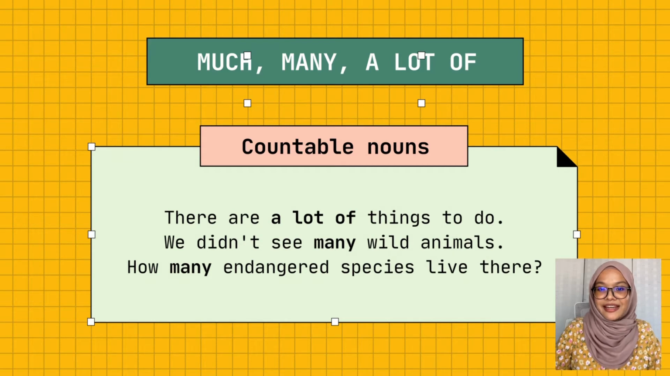Much, many, and a lot of indicate a large quantity of something. For example, I have a lot of friends means I have a large quantity of friends. Much, many, and a lot of are quantifiers.